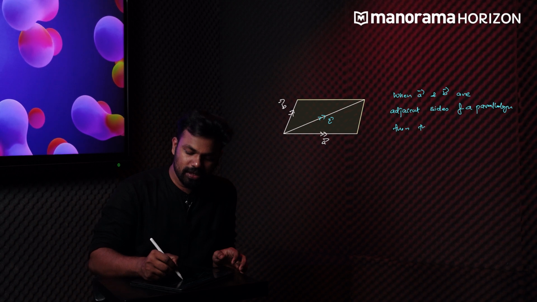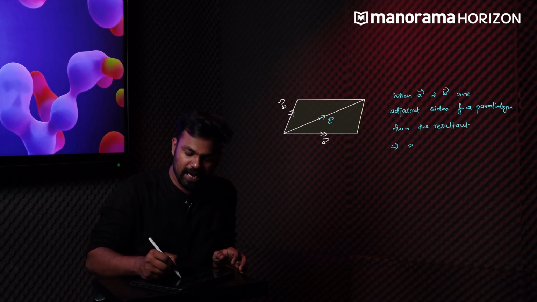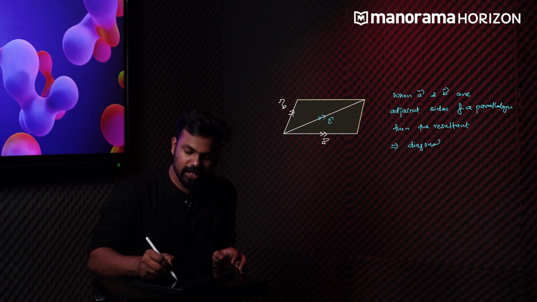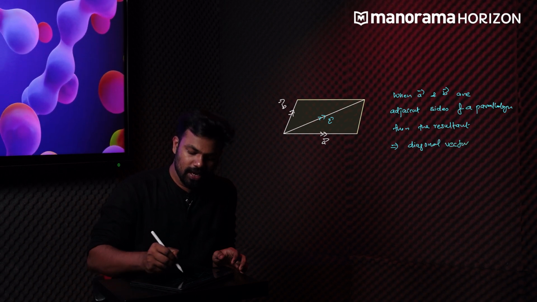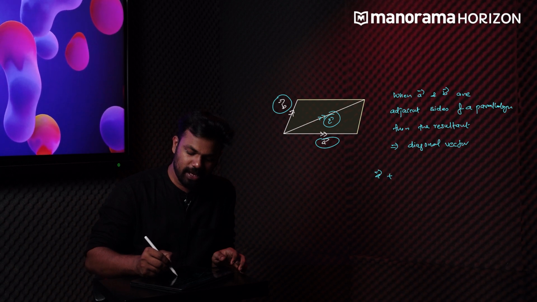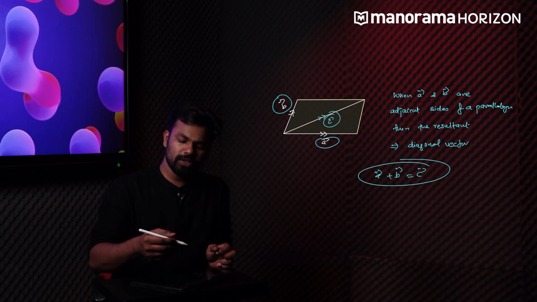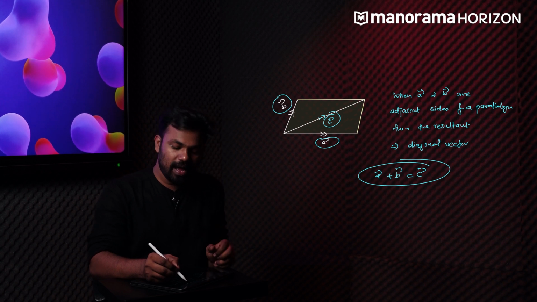Then what is the resultant? The resultant is nothing but the diagonal vector. So here it is A, here it is B, the resultant will be C. So A plus B is equal to what? C. Understood?